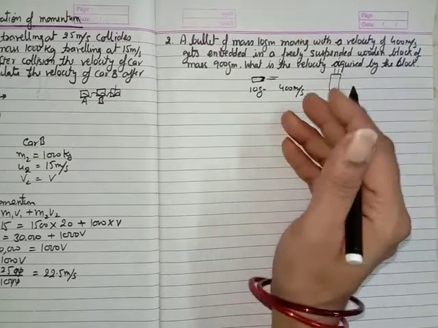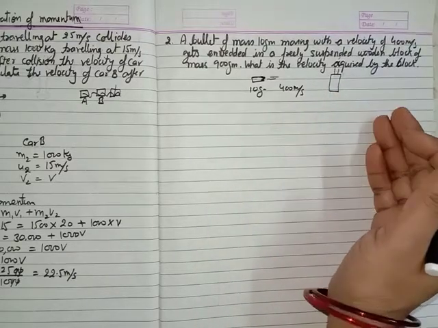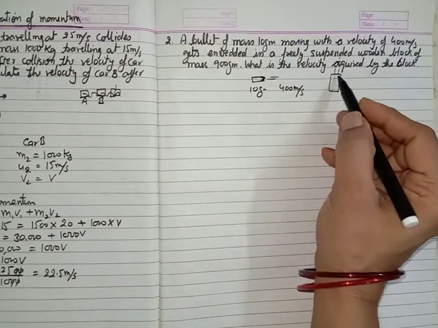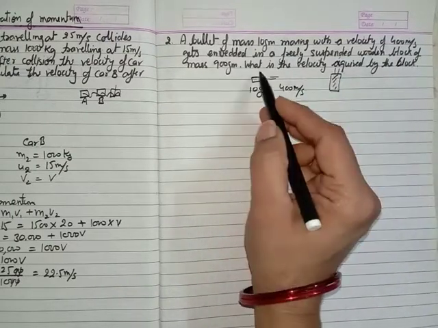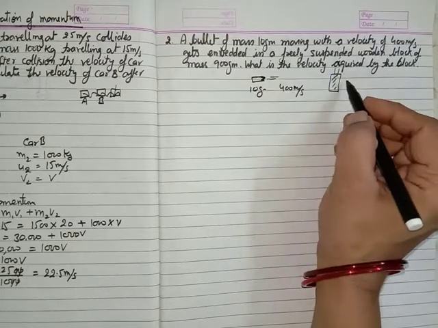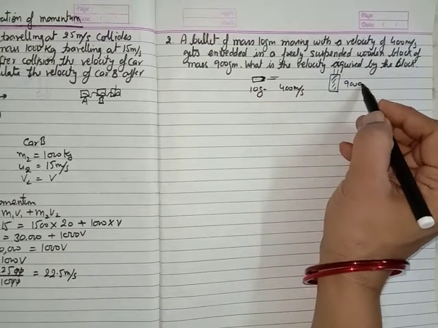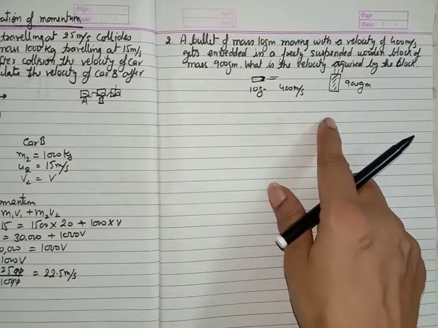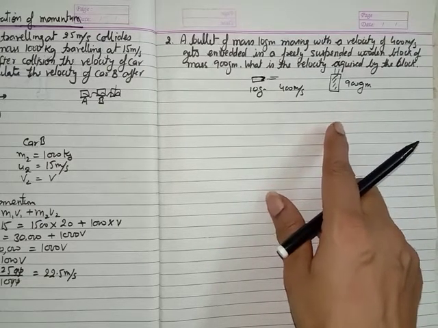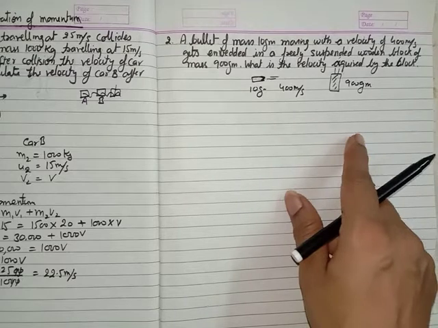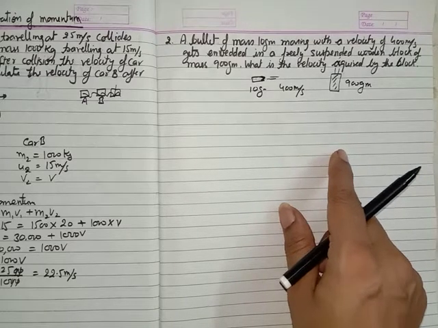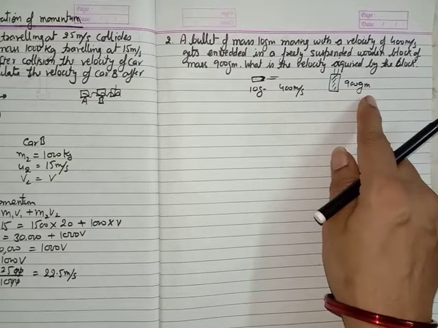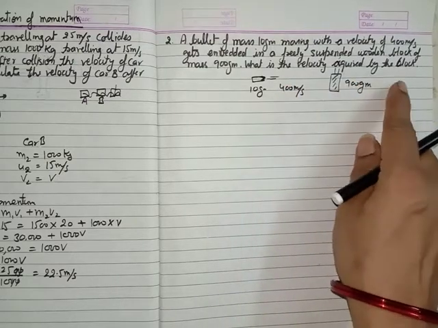It means it can move anywhere, in this direction or in this direction, but initially the velocity of this wooden block is 0. The wooden block has a mass of 900 gram. We have to convert the gram into kilogram, because the SI unit of mass is kilogram. Now you have to find the velocity acquired by the block.